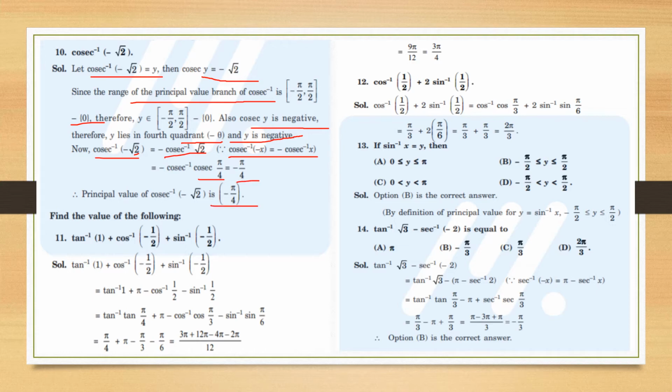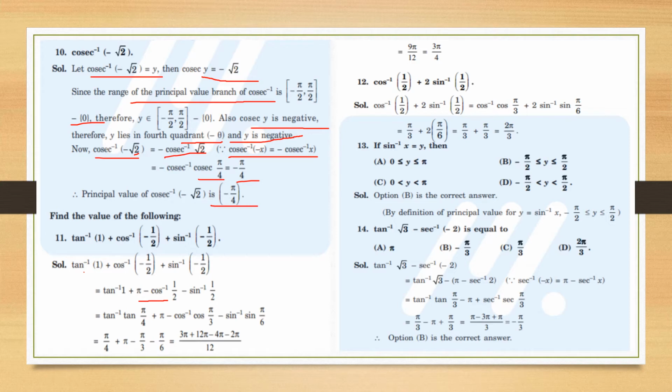Find the value of the following: tan inverse 1 plus cos inverse minus half plus sin inverse minus half, right? So it is tan inverse 1 plus cos inverse minus half plus sin inverse minus half. Cos inverse minus theta is 180 minus cos inverse theta, right? And sin inverse minus theta is minus sin inverse theta. So the negative can be brought outside.